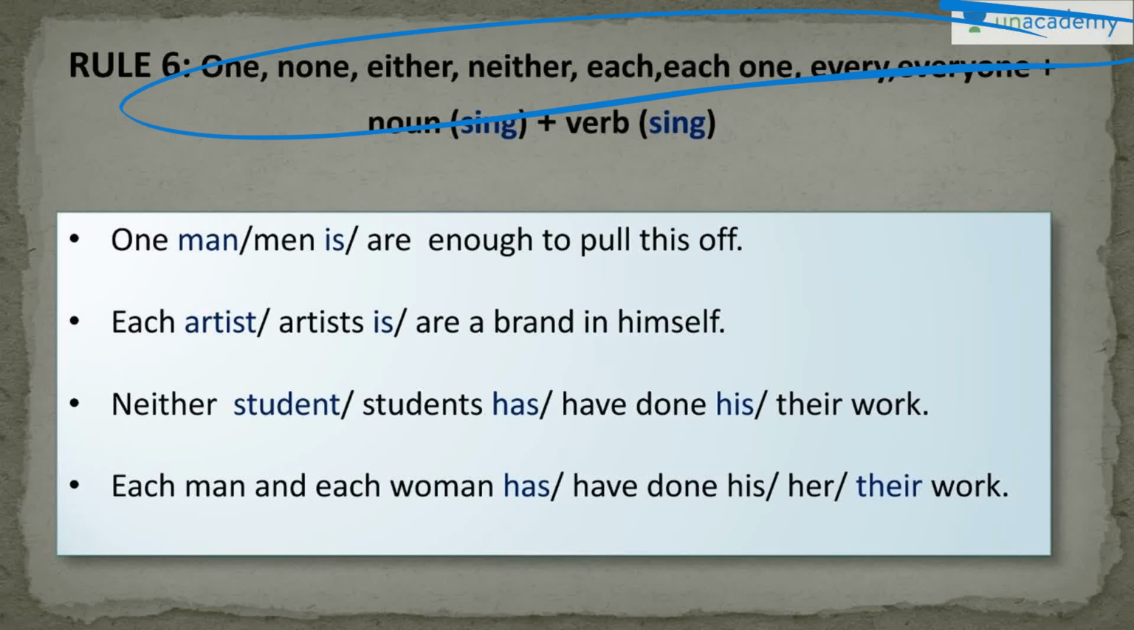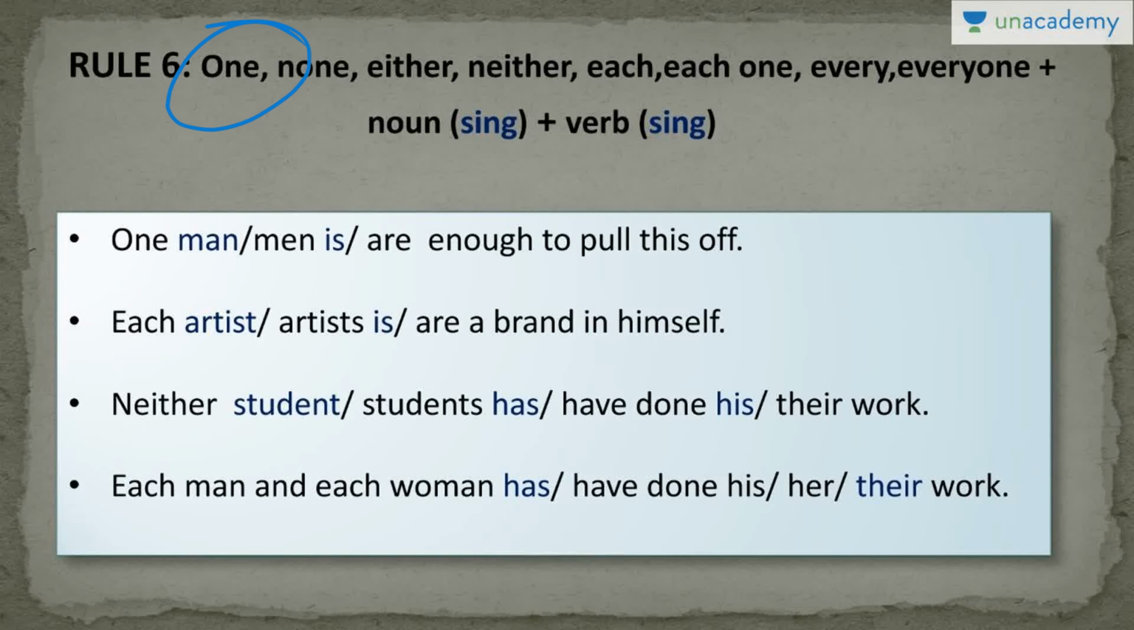Let's just take one as an example. I'm sure you know about its usage. Just think which sentence would be correct. One boy is required or one boys are required. Of course, the sentence one boy is required is correct. Therefore, one will be followed by a singular noun, which in turn will be followed by a singular verb. Right? The same pattern goes for every word in this category.